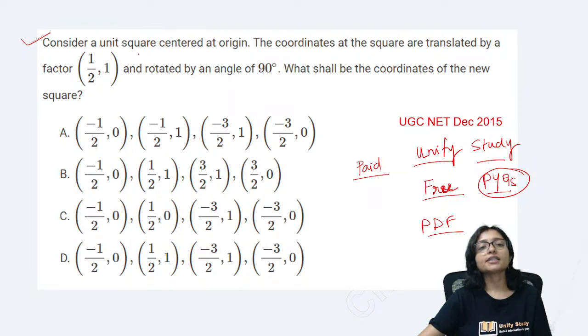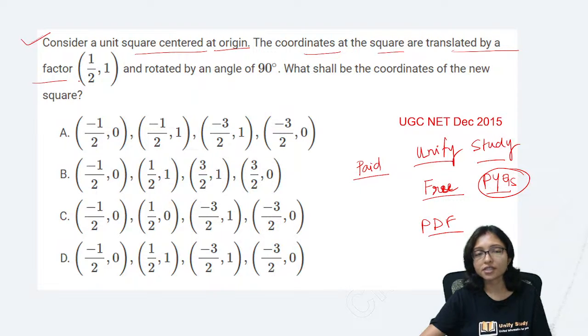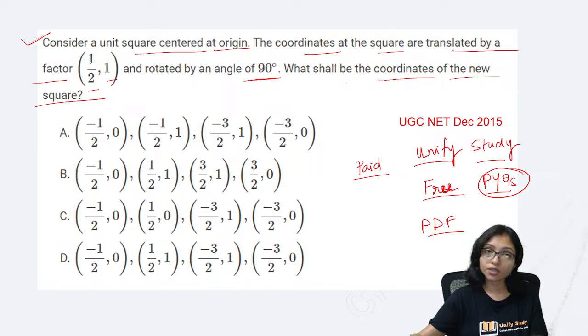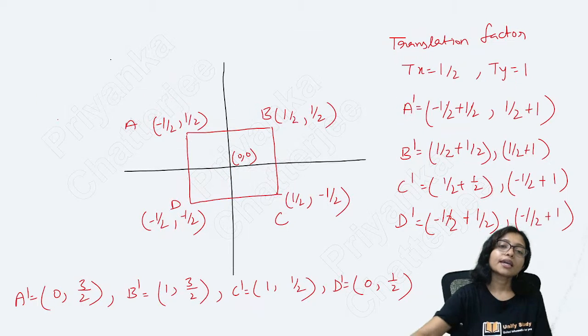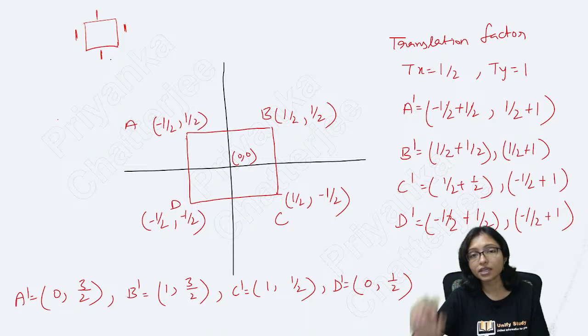See, consider a unit square centered at the origin. The coordinates of the square are translated by the factor. So here translation is going on by 1 by 2 and 1, and rotation of the angle is 90 degrees. What shall be the coordinates of the new square? That is what it is asking. So how to do it? Here the unit square means all sides are 1. This is also 1, this is also 1, this is also 1, this is also 1. That is called the unit square.